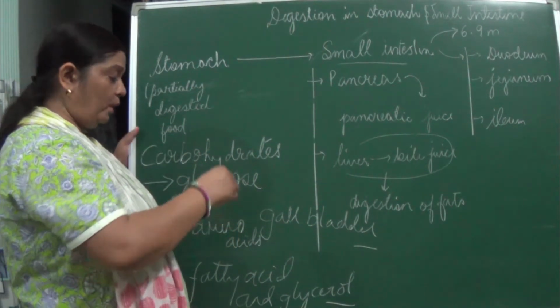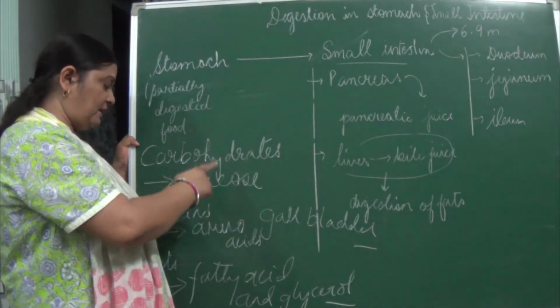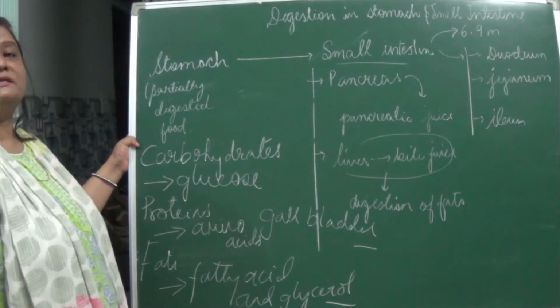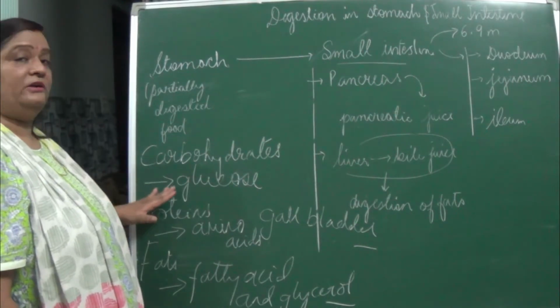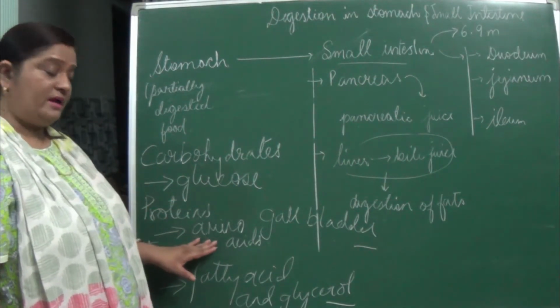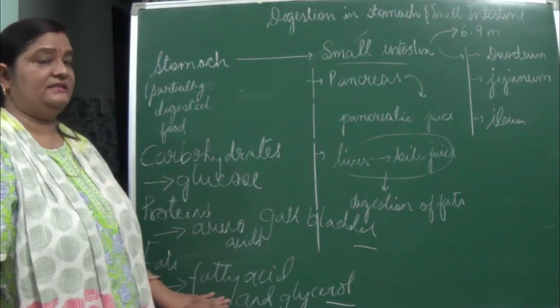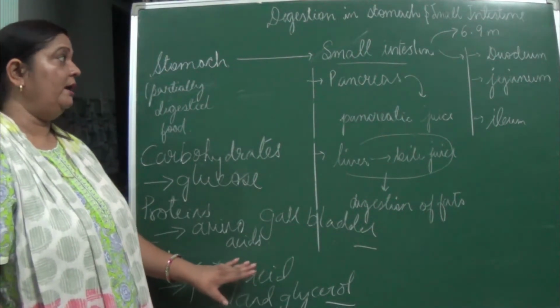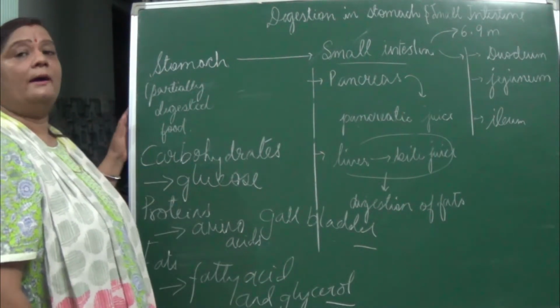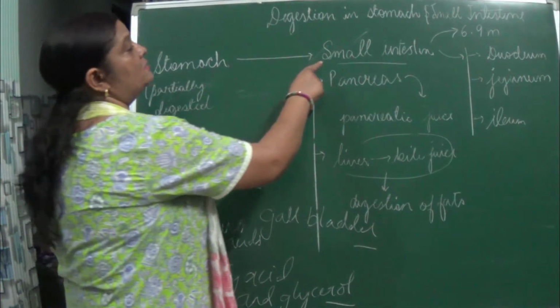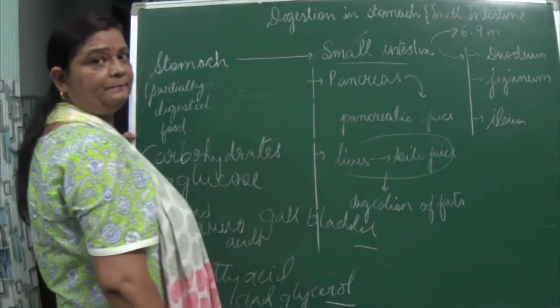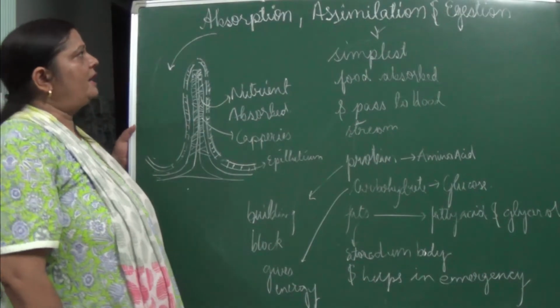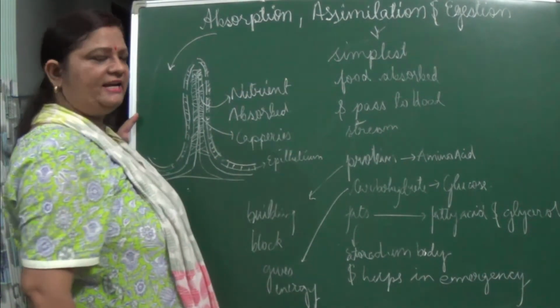And you can see all three nutrients, carbohydrates, proteins, and fats, are simplified. Carbohydrate to glucose, proteins to amino acid, and fats to fatty acid and glycerol. So where does total digestion complete? In the small intestine. Now we are going to study absorption, assimilation, and egestion.